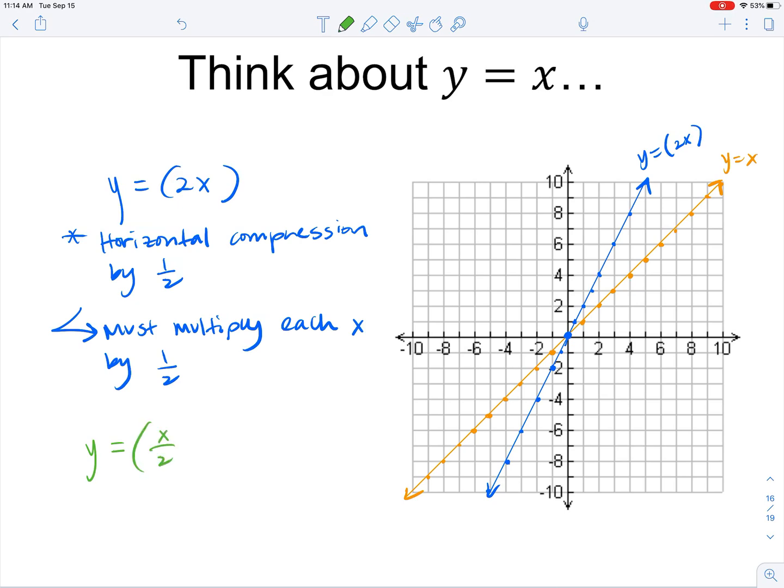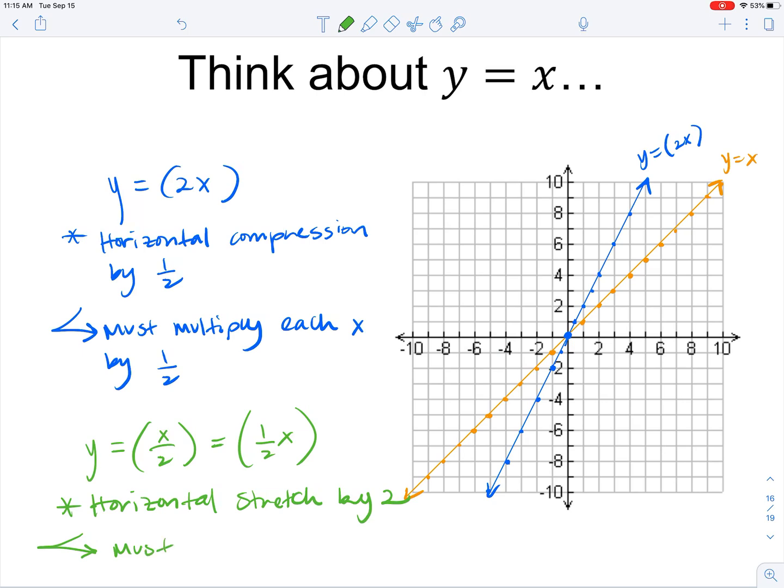And then if we had the equation y equals 1/2 times x, written as (x over 2), which is the same thing as 1/2 times x, but I'm putting it in parentheses so that it represents a horizontal stretch, we would say that there's a horizontal stretch by 2 of the parent function. Which means we must multiply each x by 2.